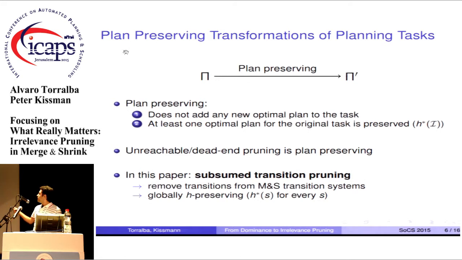Why do we want this? Well, if we have this guarantee, then we can search the modified problem instead of our original problem, and the solution for the modified problem will be a solution for the original problem.